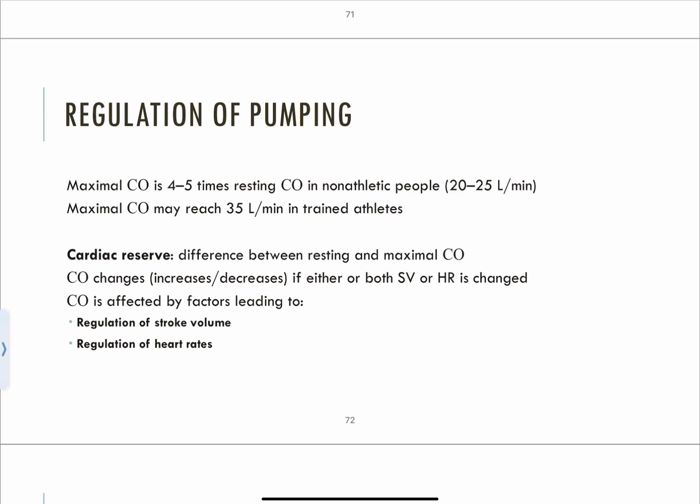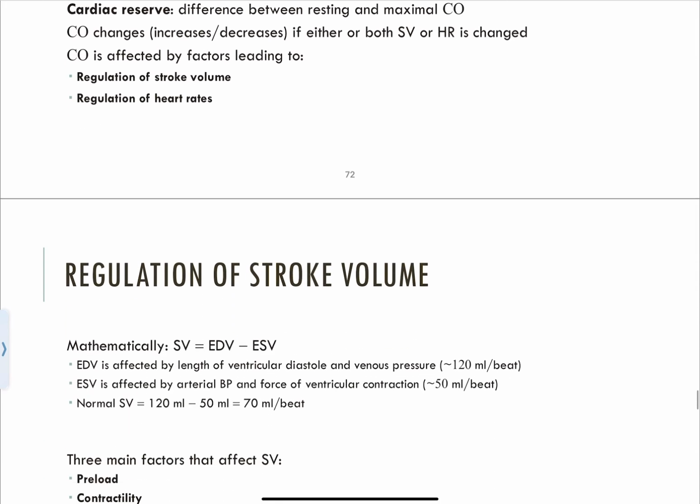So cardiac output changes, whether increases or decreases, happen accordingly if either our stroke volume or our heart rate is changed. A couple of things can affect our cardiac output. So if we change our cardiac output, we can also have differences in regulation of our stroke volume and regulation of our heart rate.